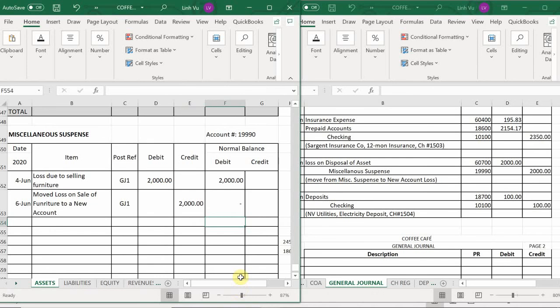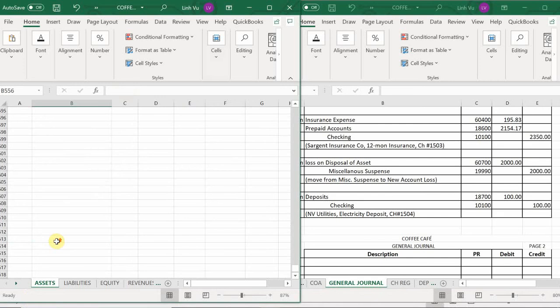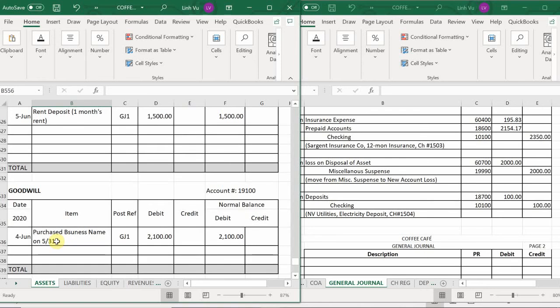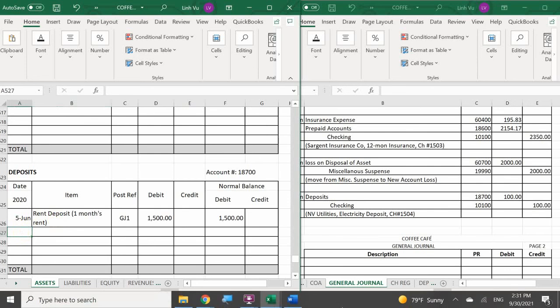So in this case, we're looking at deposits. Deposits is going to be an asset. We're already at the bottom here for my miscellaneous expense. So let's see. Goodwill, deposits. Here, I'm going to indicate that today's the 6th. And for this one, I'm going to say electricity deposit. And then this is the general journal, page number 1.